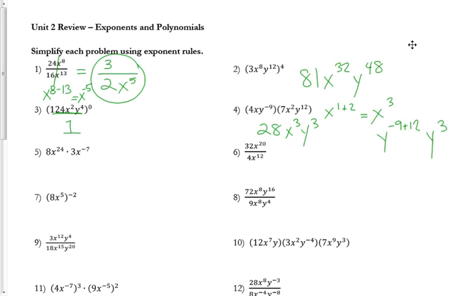5, we have another multiplication rule. You should get 24x to the 17th. Number 6, we've got a division rule. You should get 8x to the 8th.